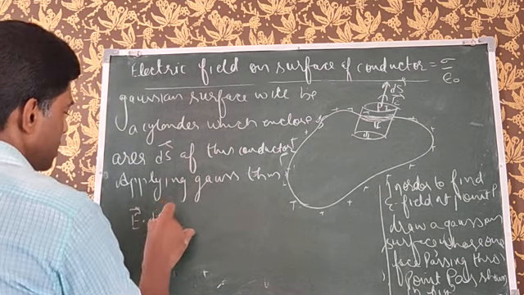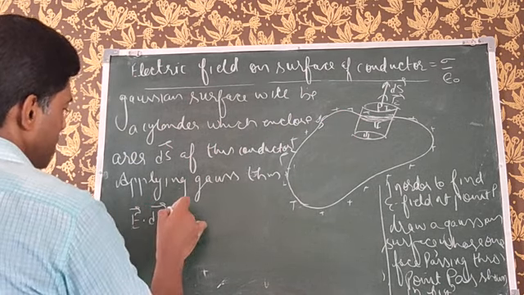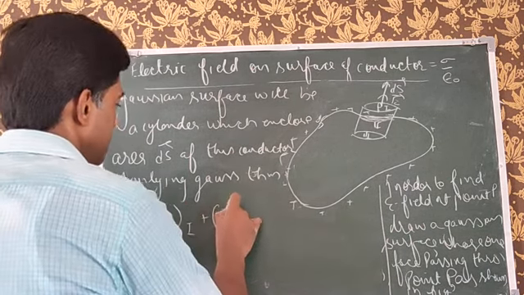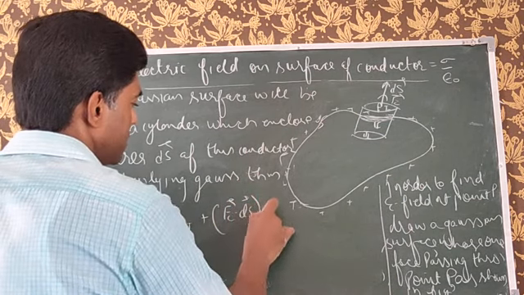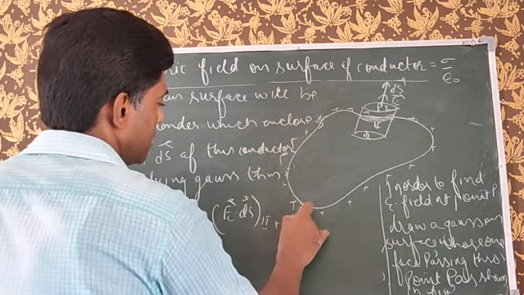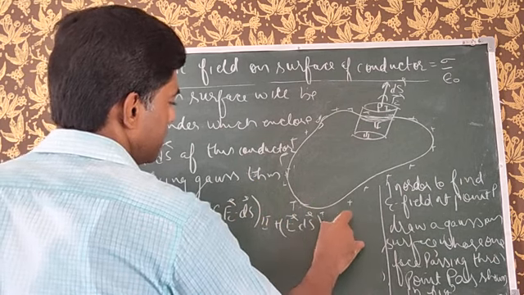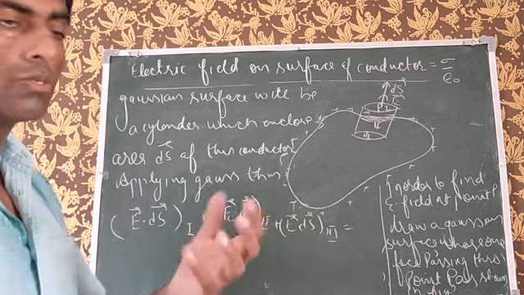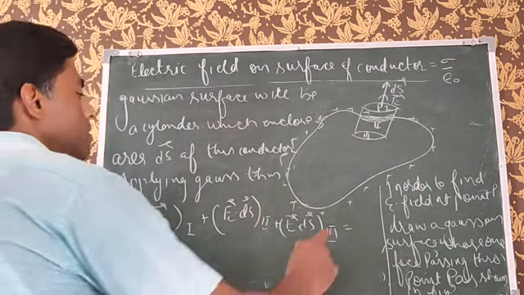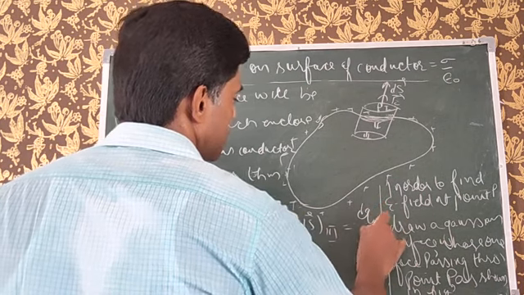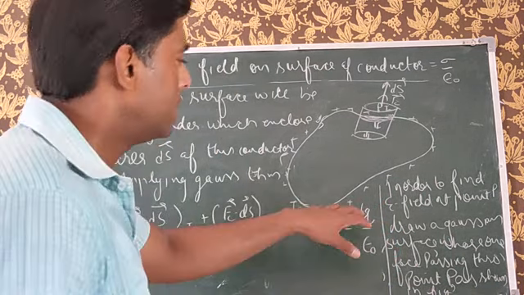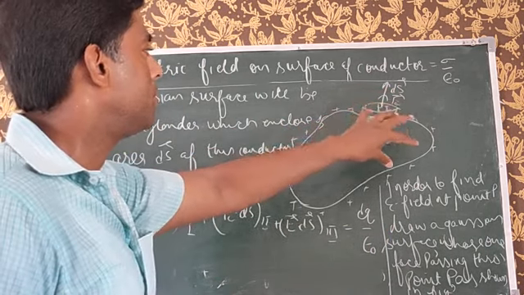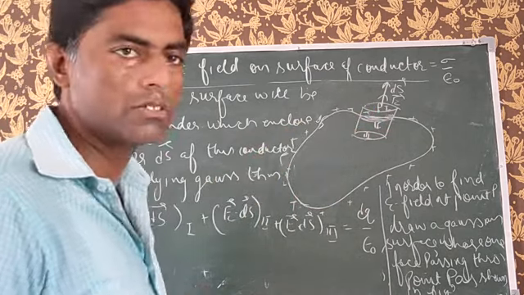E vector dot ds vector over first face plus E vector dot ds vector over second face and E vector dot ds vector over third face. This gives the total electric flux through the cylinder, and it is equal to charge over epsilon naught, dq over epsilon naught. I write here dq because this cylinder does not enclose the whole charge, it encloses only a portion of this charge, and that portion is equal to dq.